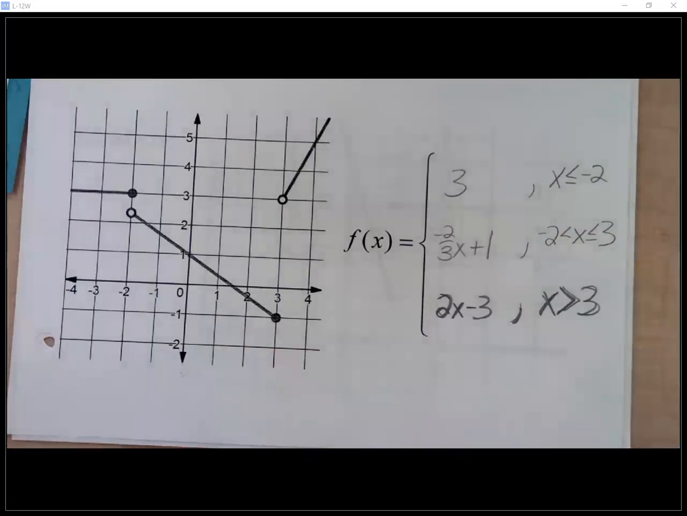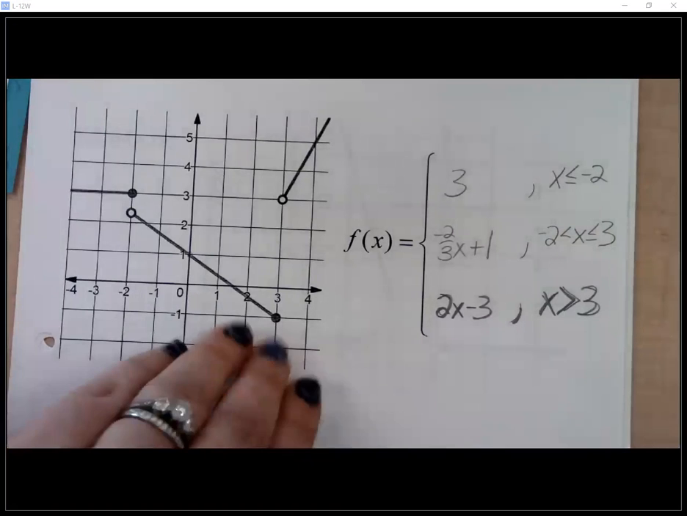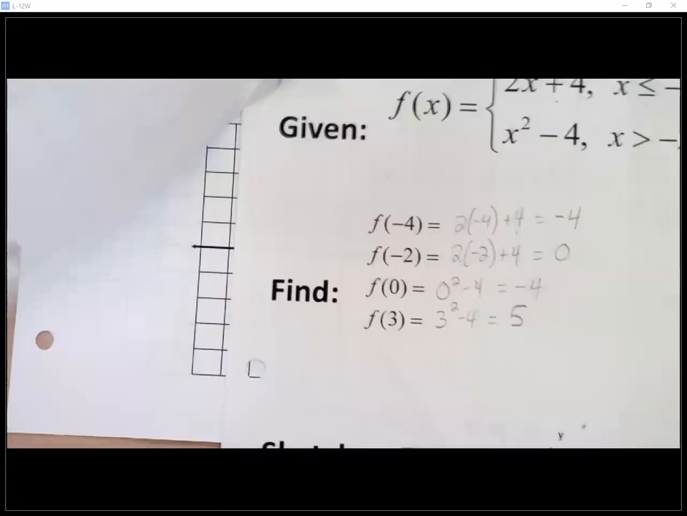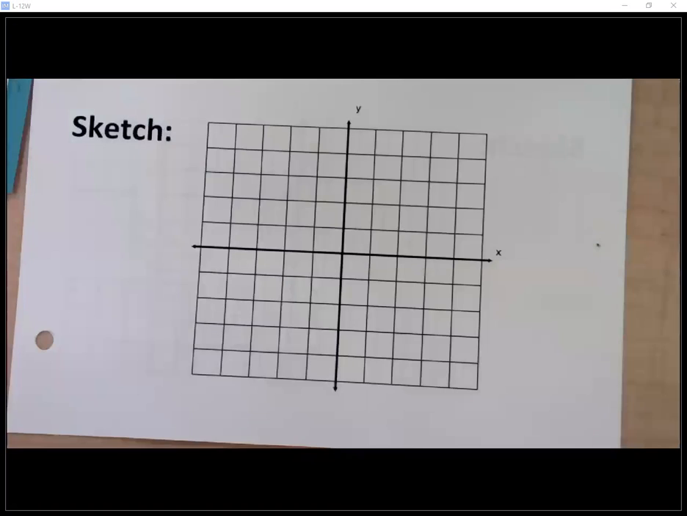Okay. So we're feeling confident? All right, good. If you want to try the back, you can. I'm going to let you get started on your homework though.